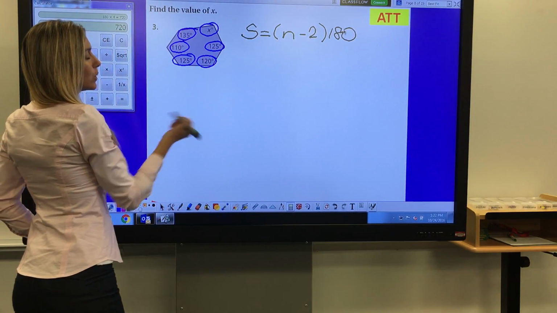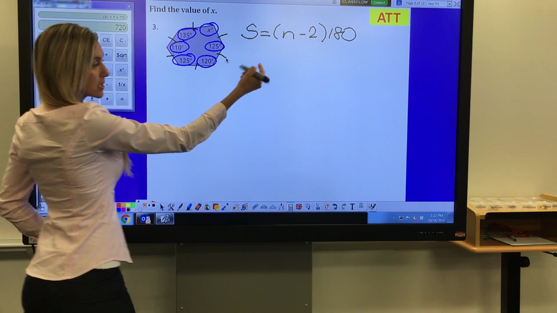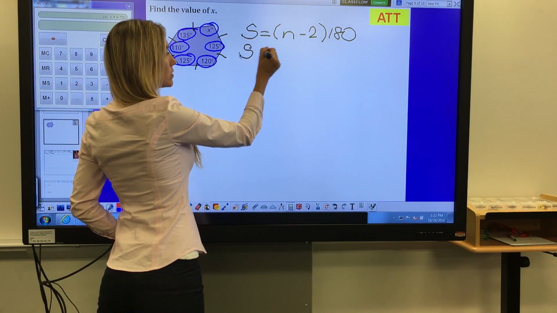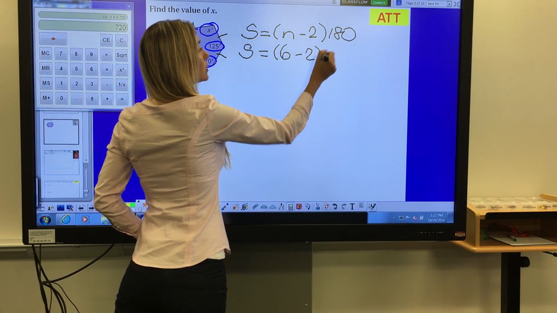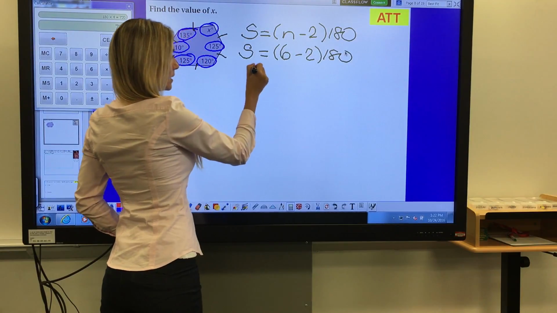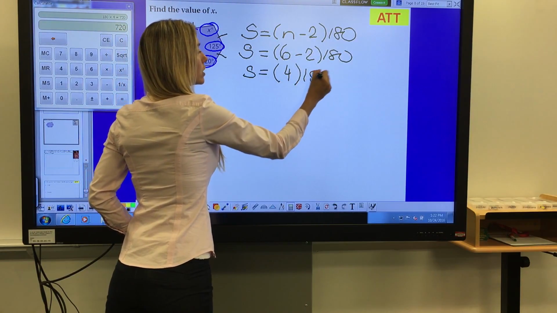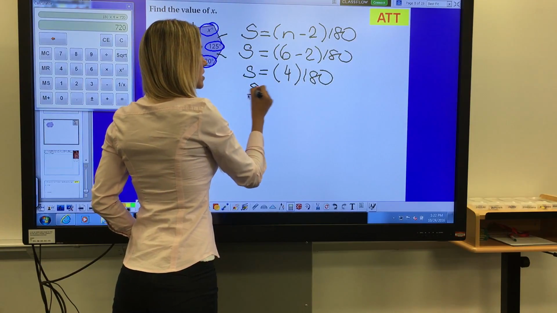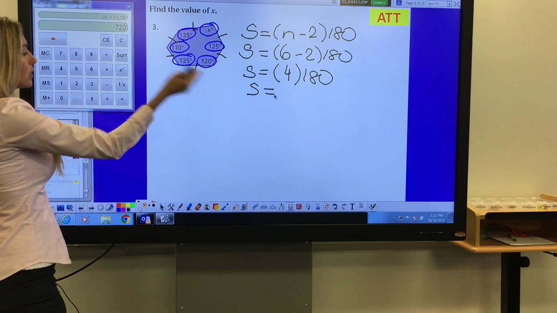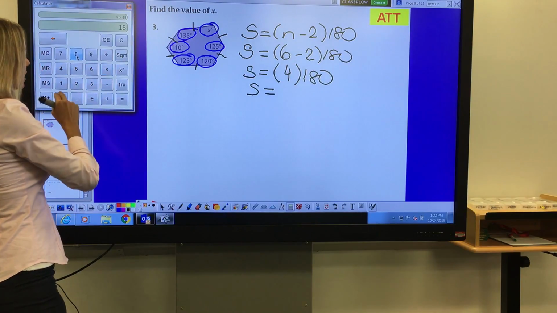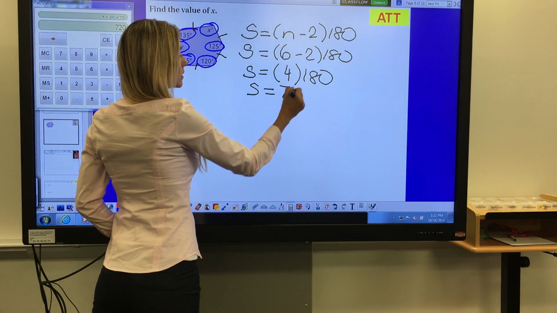Let's see how many sides we have. 1, 2, 3, 4, 5, 6 sides. So the sum of all the angles equals (6 minus 2) times 180. So the sum of all the angles equals 4 times 180. Guys, and again, please do not be afraid of using a calculator. 4 times 180 is 720 degrees.